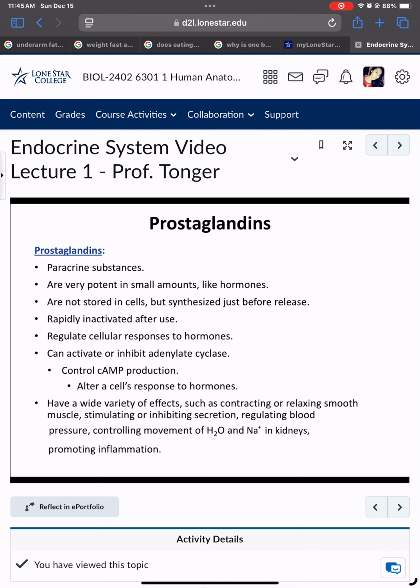By using these prostaglandins, you can have a wide range of effects in your body, which includes controlling your blood pressure, inhibiting or stimulating the secretion of hormones, contracting and relaxing the smooth muscles which are not in your control, controlling the movement of water and sodium in and out of the kidneys, and also promoting inflammation.